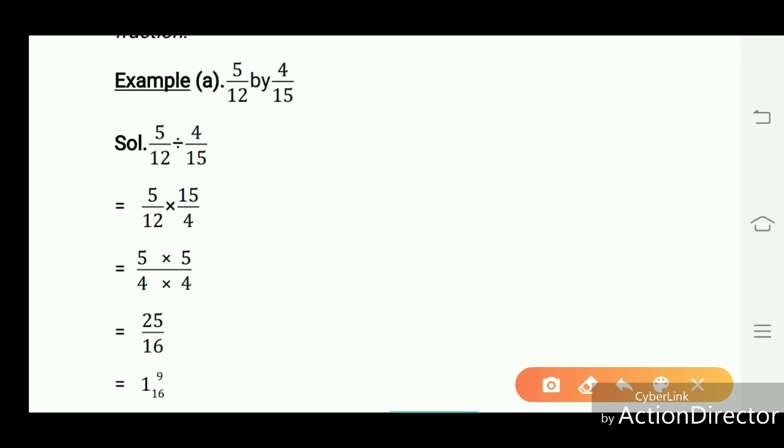Now we multiply both numbers, and here this 12 and 15 divide by 3. 3 fours are 12 and 3 fives are 15. Now we multiply 5 into 5 and 4 into 4. We get 25/16. And we also write this improper fraction in its mixed form, 1 whole 9/16.